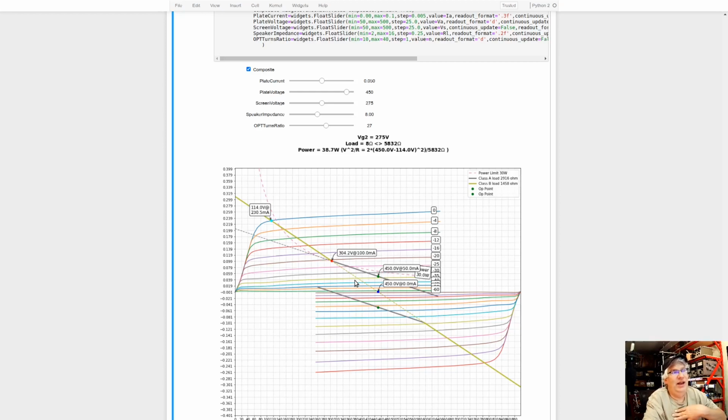And I know that I helped myself be a better designer, knowing the flexibility of these 5 variables when I design push-pull output stages.